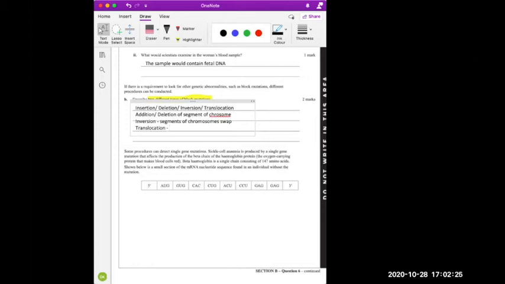So inversion is on that same chromosome, where the top and the bottom switch, whereas translocation is when, say, from chromosome 23 to chromosome 12, the top and bottom swap. And that's usually more dangerous.